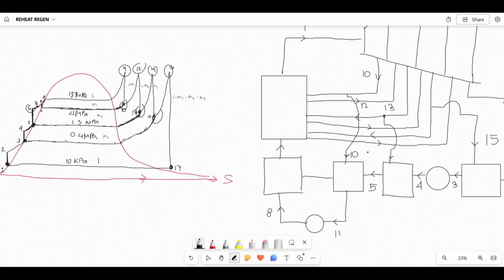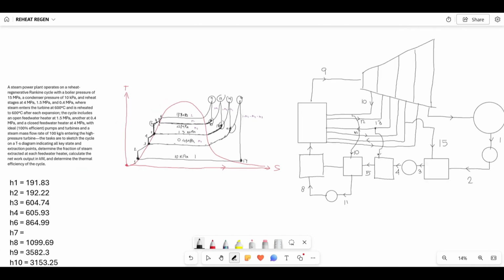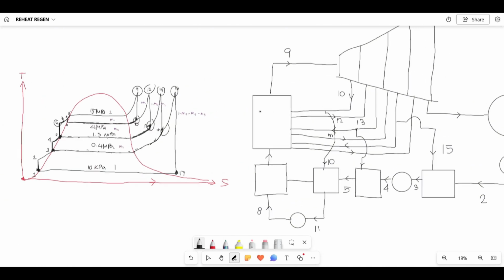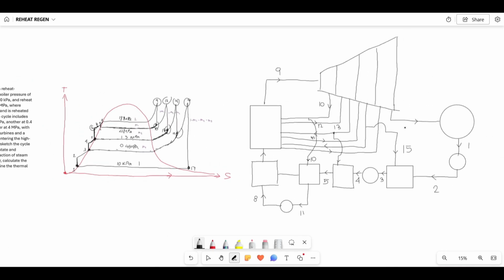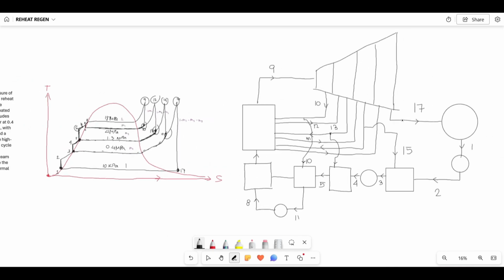Or just 10, because they have the same enthalpy because of the bleeding. But the difference is that there is mass in here. Therefore, they have the same enthalpy, but the amount of mass is not the same. Therefore, their energy value is not the same. So now this is after the boiler, so let's expect this is 17.